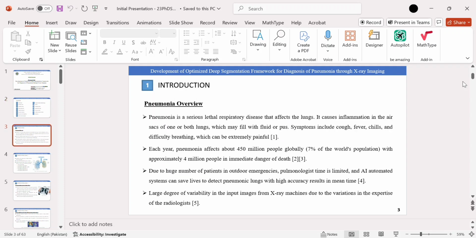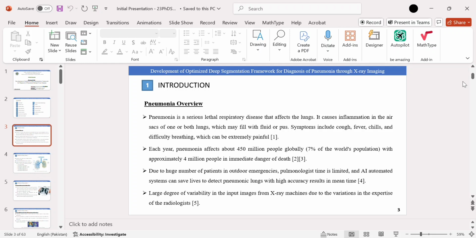Introduction. Pneumonia is a lung disease that makes breathing difficult and painful, typically caused by viral, bacterial, or fungal infections. Each year, 450 million people are affected by pneumonia, ranging from mild to life threatening. Therefore, it is necessary to diagnose as early as possible. And with AI powered algorithms, diagnosis becomes faster, more accurate, and cost effective.